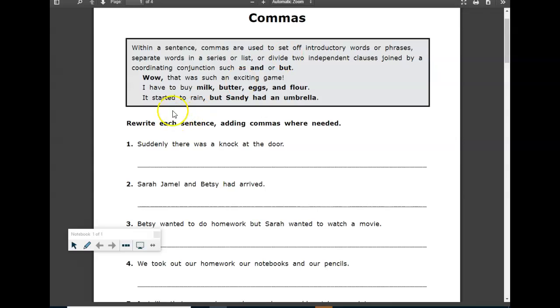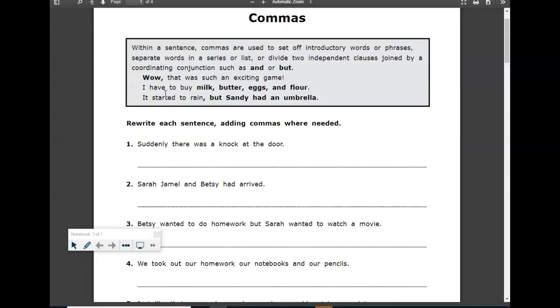So for example, an introductory word would be wow. That was such an exciting game. So wow is the introductory word, and you would put the comma behind it. A list or a series: I have to buy milk, butter, eggs, and flour. So I'm listing out all the things that I need to buy at the grocery store. So I put a comma behind each of those items in my list.